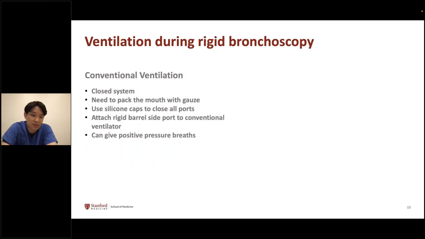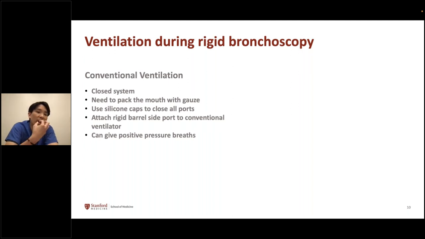Ventilation during rigid bronchoscopy. So there is conventional ventilation, which is very similar to any other kind of ventilation during surgery or general anesthesia, TIVA, or flexible bronchoscopy. It is a closed circuit system, like when a patient has an endotracheal tube in. The patient will get intubated with their rigid bronchoscope, and then we're going to try to create a closed system.